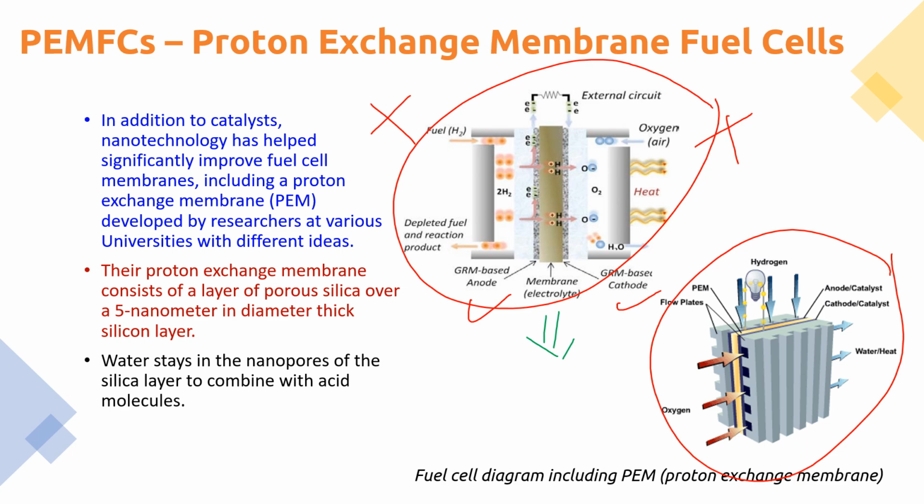So for the water stage application, in order to understand, water stays in the nanopores of the silica layer to combine with acid molecules. That means we have to understand the acid solution formed by the water in the silica nanopores helps hydrogen ions pass through the membrane. The result is a membrane that performs 100 times better in low humidity conditions than conventional fuel cell membranes.